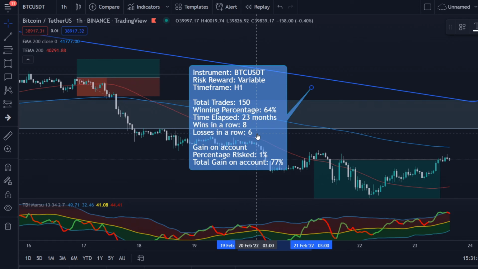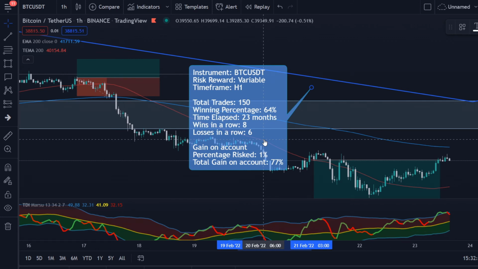Gain on the account, that is something that everybody is interested in. We risked 1% and we made in total 70% on our account, and that is quite a nice number, because that is almost 40% in a year. And especially if you are looking at the big boys, the hedge funds, the investment funds, the banks, etc., they are aiming for a 10 to 15% gain on their balance, their account. And if you're able to make 40% a year and about 77% in almost 2 years, that's a nice number.